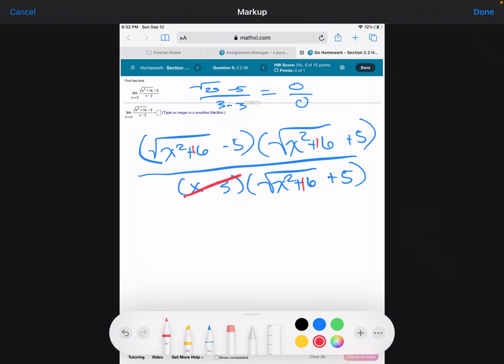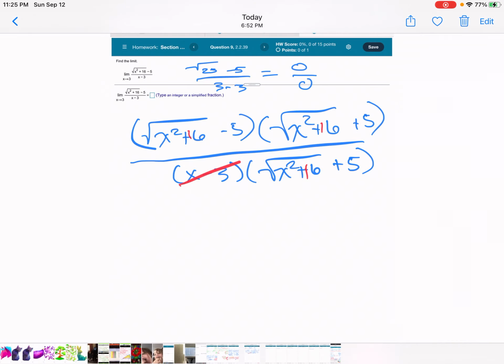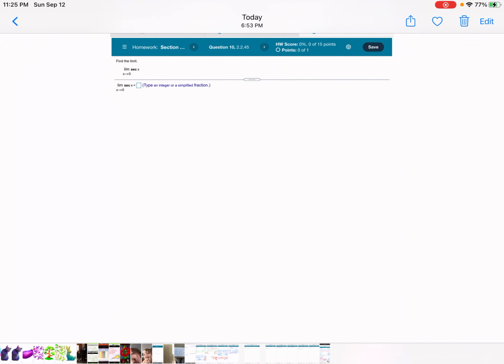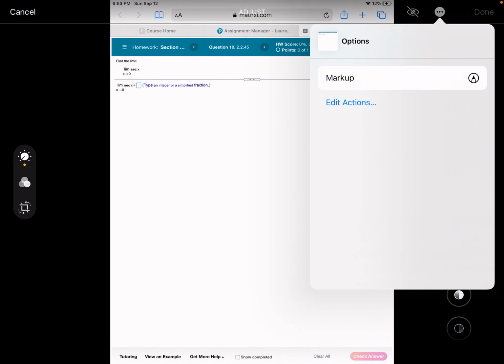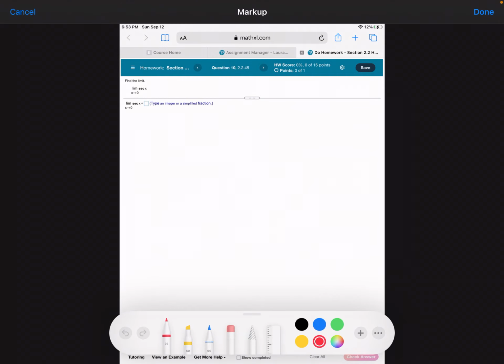All right, so let's look at another one. Let's look at number 10. In this one we have a trig function. So let's see what we're going to do here. The first thing we're going to do is call this f of x and check out f of 0 and see what it looks like. So we're trying to find the secant of 0.